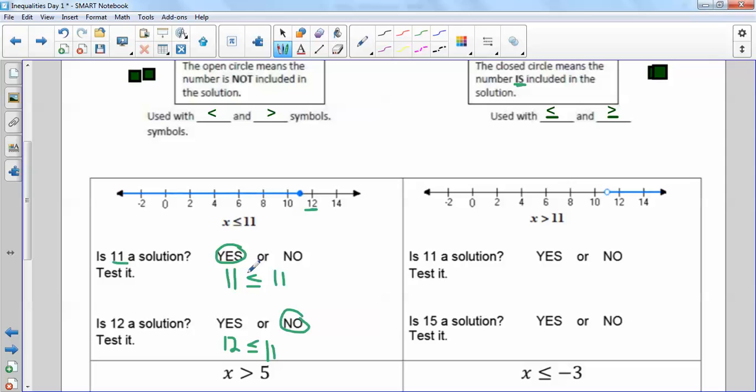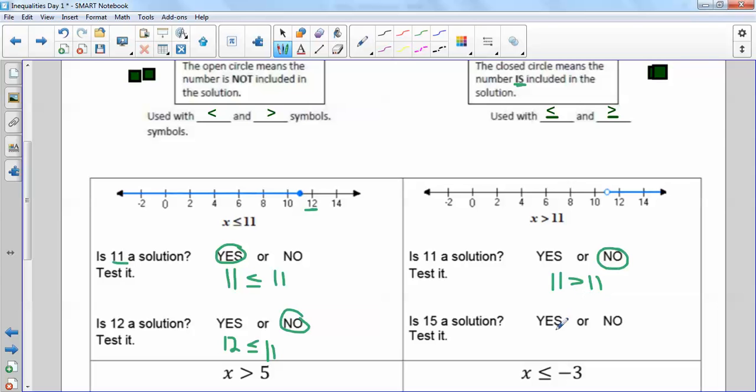Okay. Let's test another one. This time we have x is greater than 11. It has an open circle because it's not equal to it. So let's test 11. 11 is greater than 11. Well, that's going to be a no. Okay, right? 11's not greater than 11. It's equal to, but we don't have that line underneath, so we can't say yes to this one. So we're going to say no.